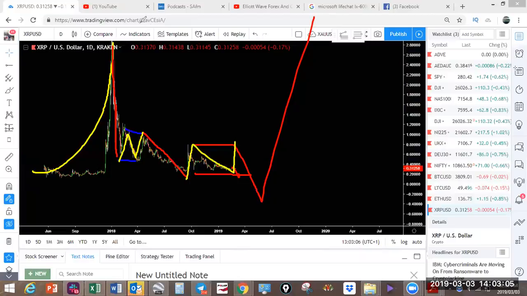So this becomes now a clear 3-wave move down W, X, Y, X, Z. It's an 11-string sequence. There are 11 strings here in total. All right, so what is the next move? We're expecting this, we're expecting down, and then the move to the upside.